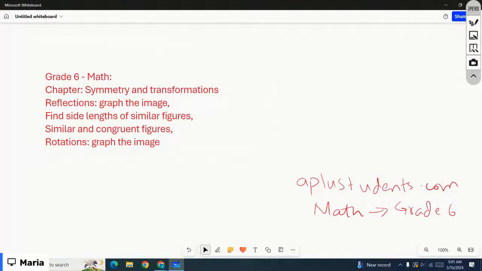We're going to start with the chapter symmetry and transformations. The lessons we're going to cover from the chapter are reflections, graph the image, find side lengths of similar figures, similar and congruent figures, rotations, graph the image.